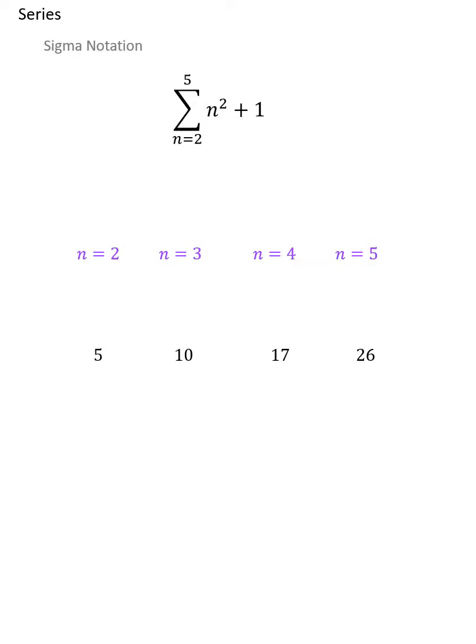So now back to the sigma notation at the top. The sigma notation is instructing us to add these results together. They want us to add 5 plus 10 plus 17 plus 26. That, by the way, adds up to 58. And that is, in essence, the value of this sigma notation.